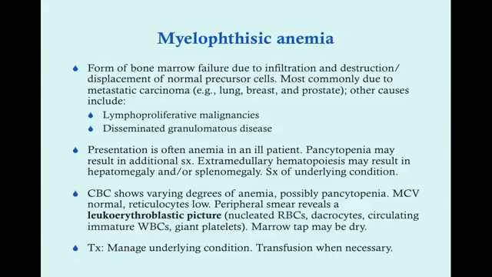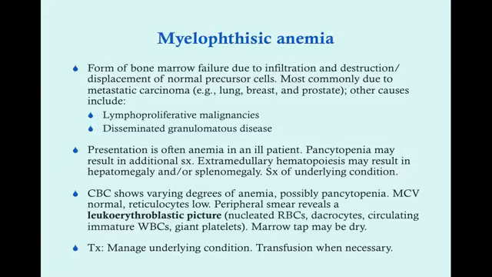Remember, reticulocytes are a measurement of your marrow responding to anemia. Peripheral smear will reveal a leukoerythroblastic picture, and I'm going to show you what that means. A leukoerythroblastic picture gives you a constellation of abnormalities on your smear. So things like nucleated red blood cells, dacrocytes, circulating immature white blood cells, and giant platelets. They don't all have to be present, but you'll look for those things. And those things together give you what's called a leukoerythroblastic picture, and that's seen in myelophthisic anemia.